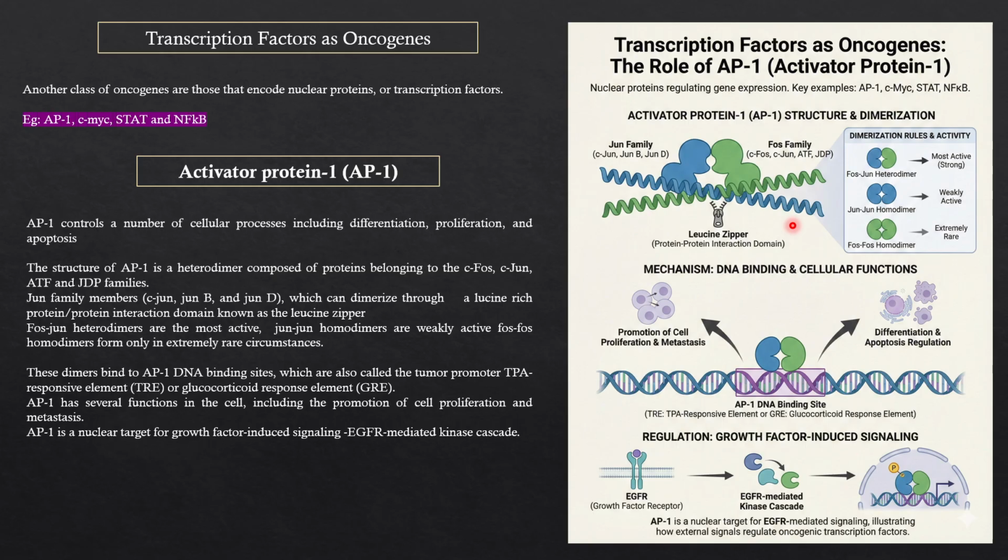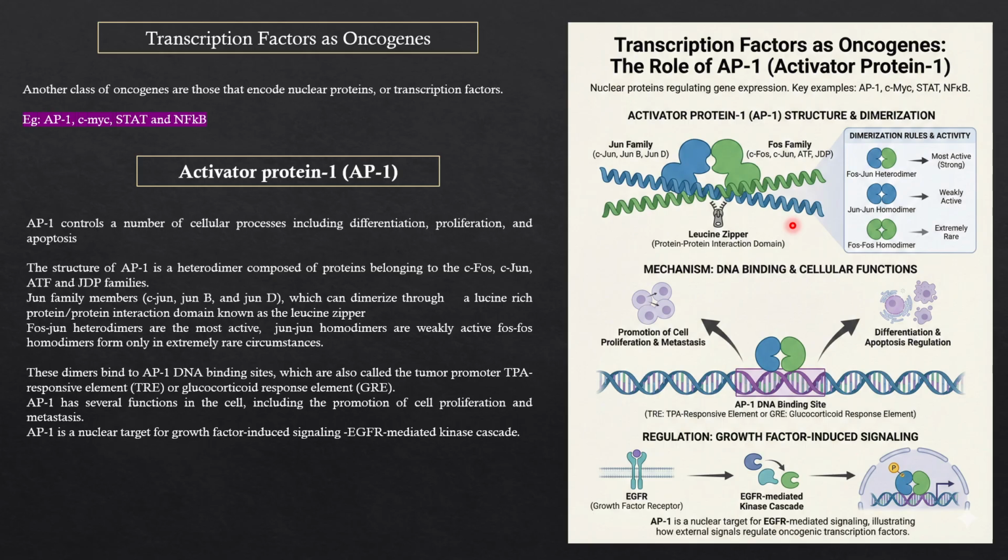Once formed, the AP1 complex binds to specific DNA sequences known as response elements, such as the TPA response element, through which AP1 regulates the transcription of genes involved in key cellular processes. These include the promotion of cell proliferation, regulation of differentiation, and control of apoptosis. Because these processes are central to maintaining normal cell behavior, the dysregulation of AP1 activity can contribute to oncogenesis.